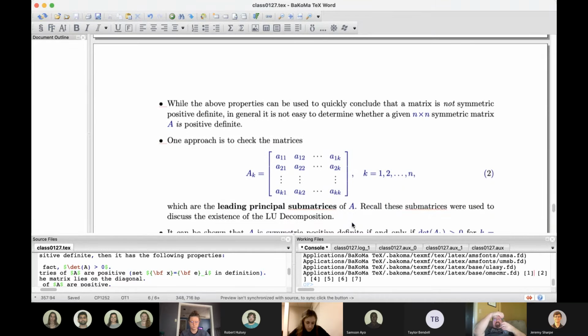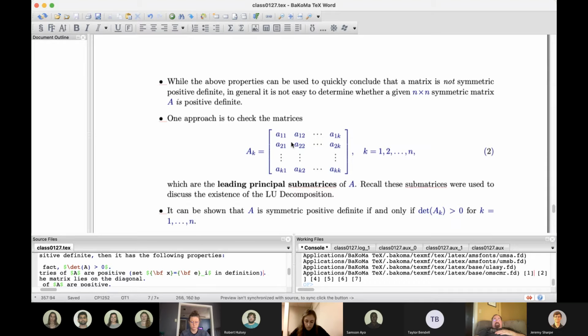Now, it's actually not easy to check if a matrix is positive definite. In some cases, you can rule it out. Like if you see an entry on the diagonal that's non-positive, you can tell right away it's not positive definite.